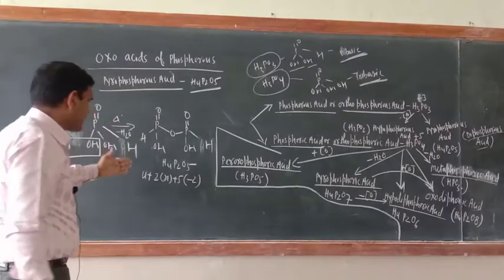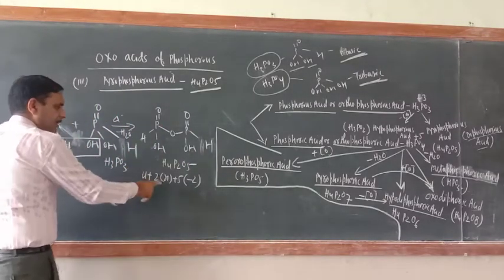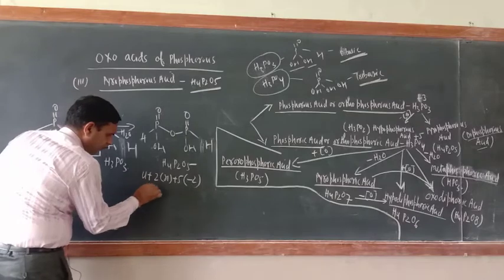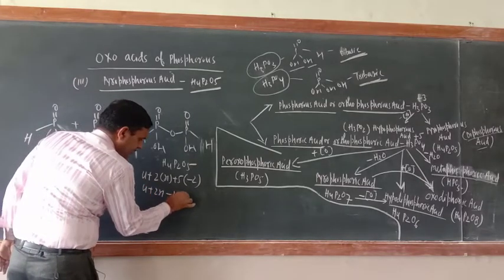Okay, so let us come back here. Now, its oxidation state, what is there? 4 plus 2x minus 10 equals 0.